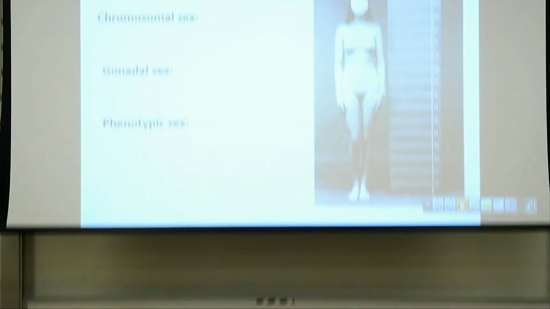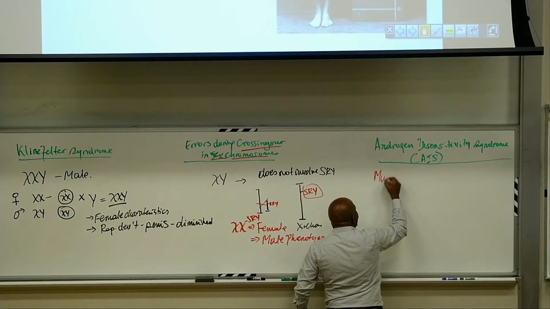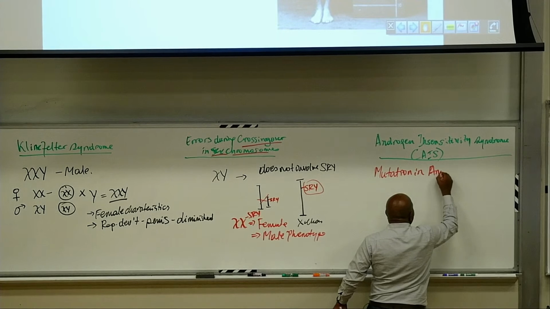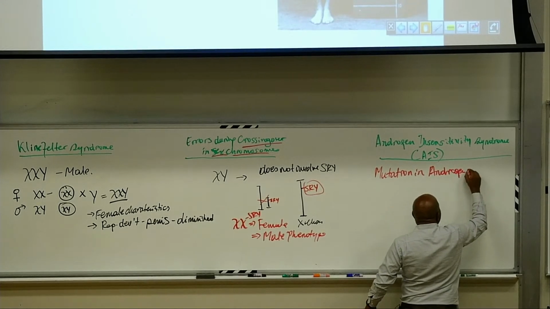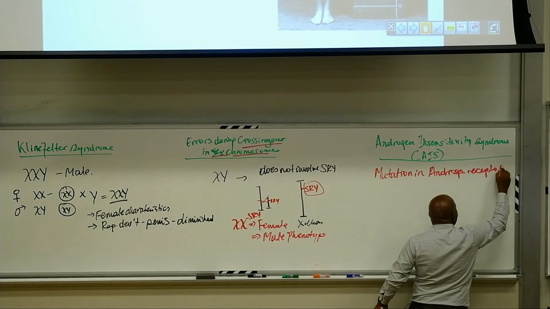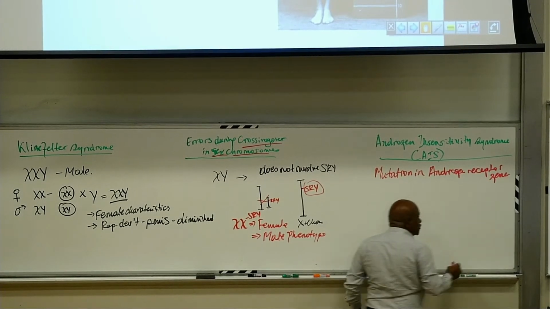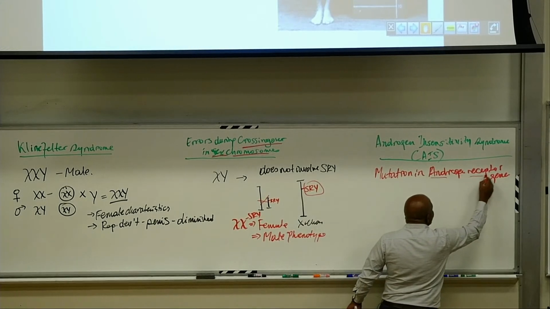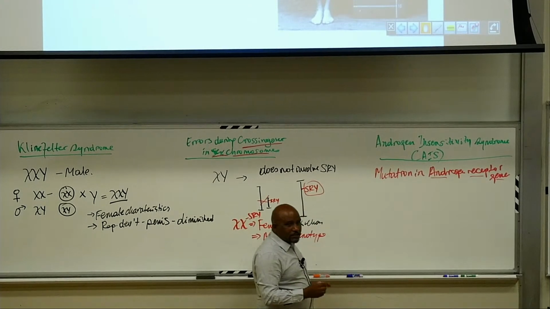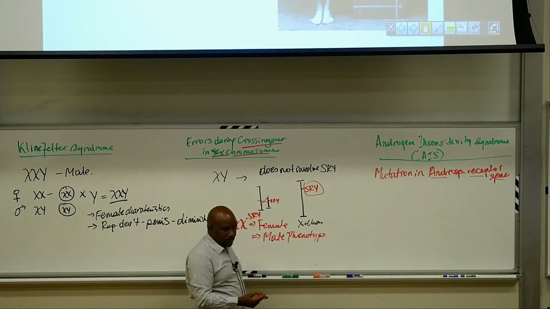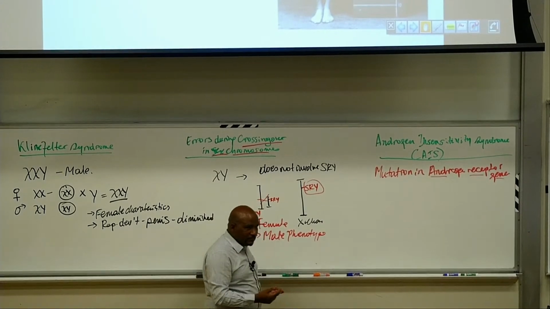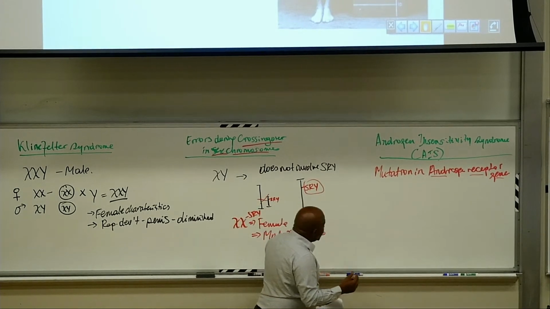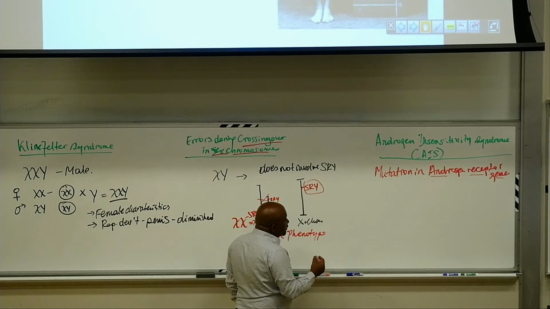The other one is a so-called mutation in the androgen receptor gene. Mutation in the androgen receptor gene leads to inactivity of the androgen receptor, so those individuals are not responding to testosterone. If the androgen receptor gene is not active, those tissues which require the androgen receptor for their development will not be active.